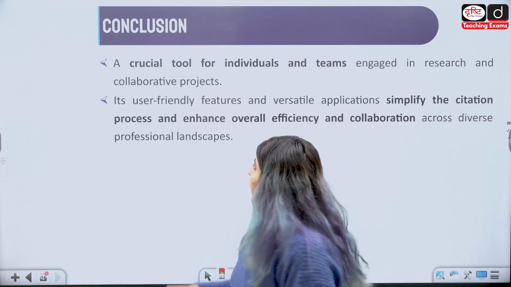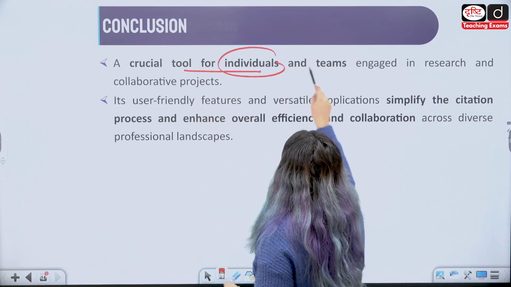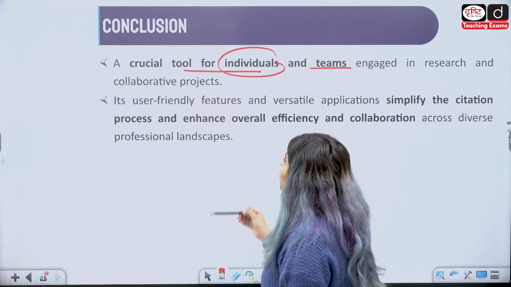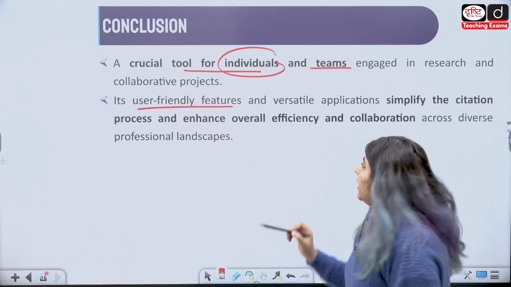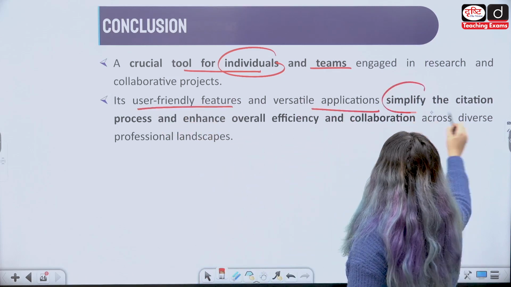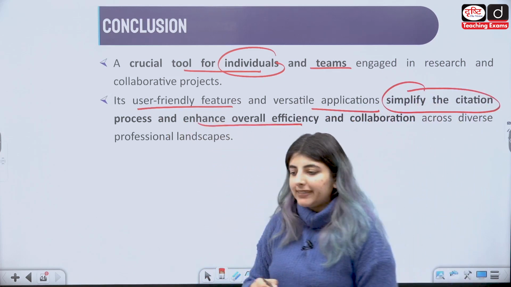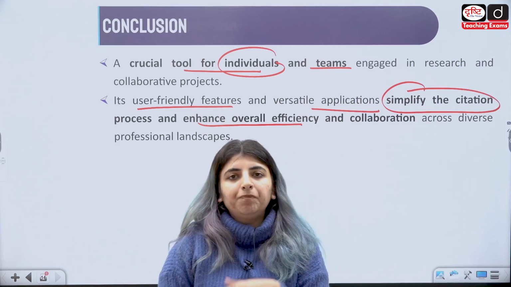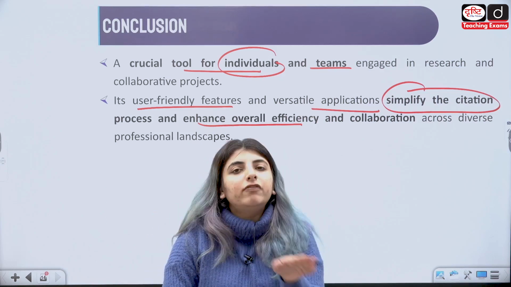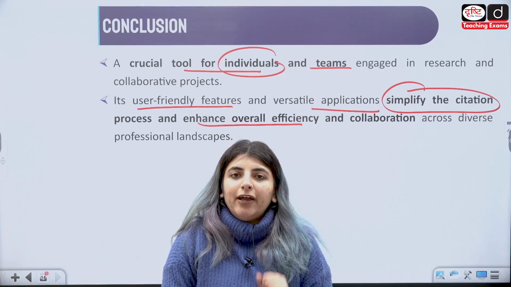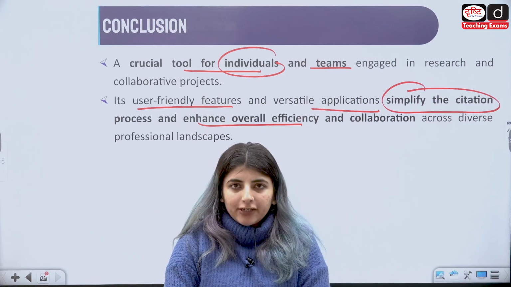So it's a crucial tool for individuals as well as teams to cite sources, and these are user-friendly and versatile applications which simplify the citation process and enhance the overall efficiency at the individual level as well as at the level of a particular team, right? So I hope the list and everything is clear to you all.